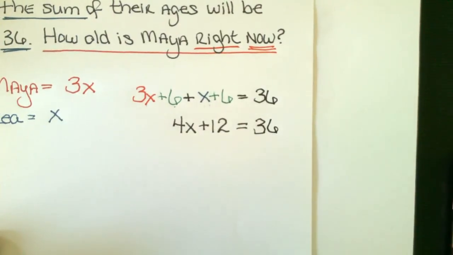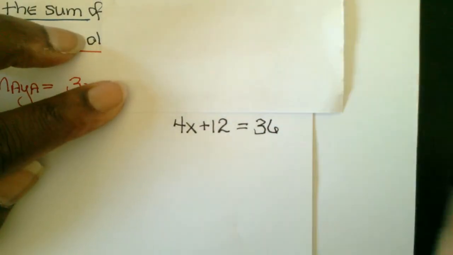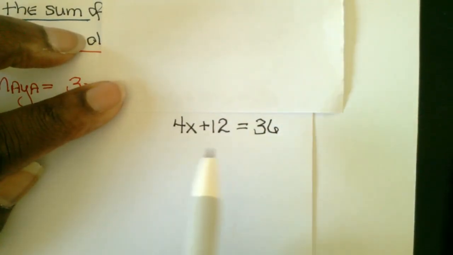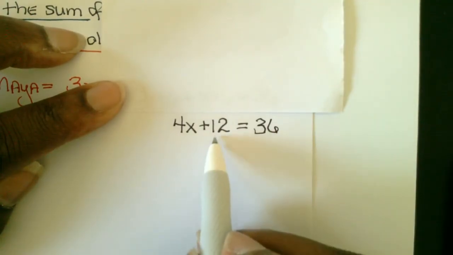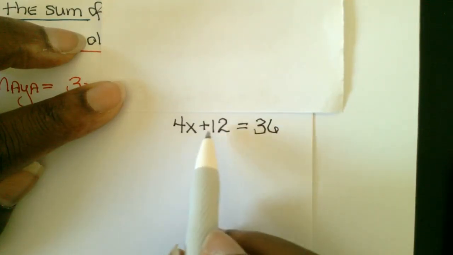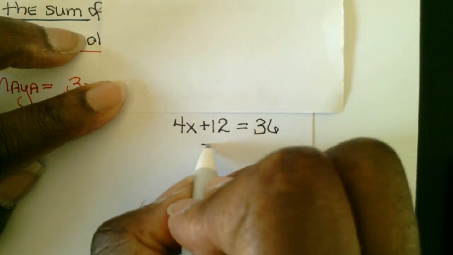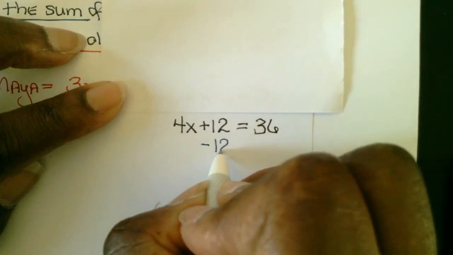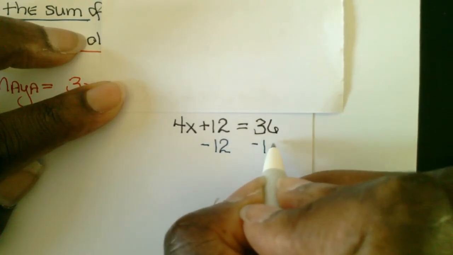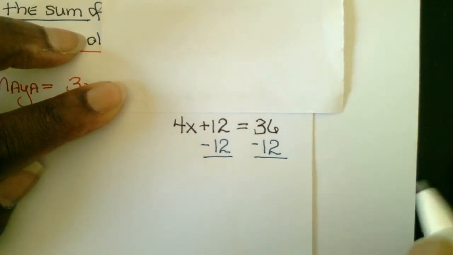Now, solving for x. Don't worry about what you did previously. Worry about what you're working on now. We want to get x by itself, so what do we need to do? I need to move this 12 over to the other side of the equal sign. The inverse of plus is minus. And whatever I do on one side, I must do on the other side of the equal sign.